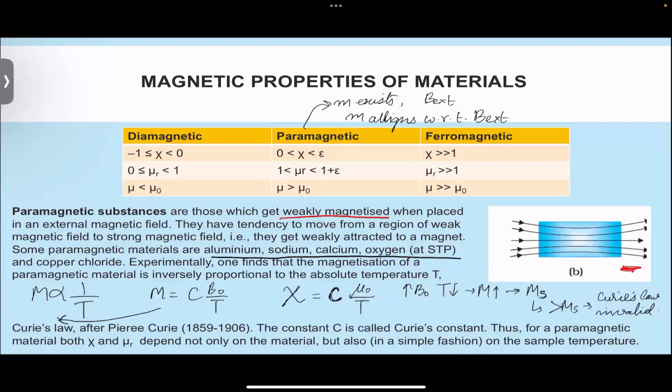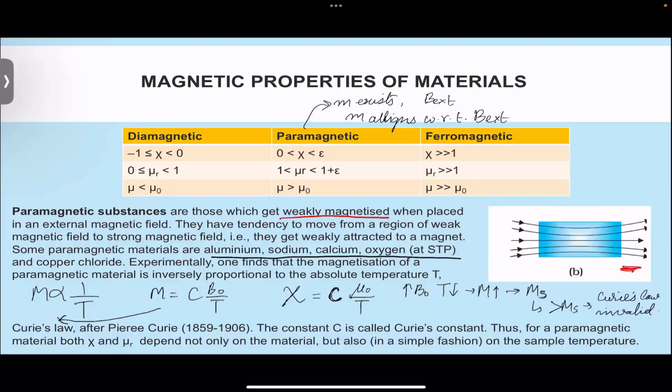Now, this paramagnetism, the characteristic of the paramagnetic substance, is also dependent on the temperature of the substance. It also depends on the thermal rotation or thermal motion of the atoms, and at a certain temperature there could be no magnetization.